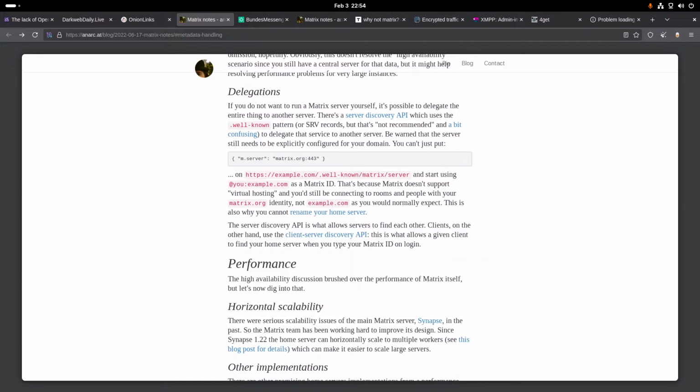This is also why you cannot rename your home server. The Server Discovery API is what allows servers to find each other. Clients, on the other hand, use the Client Server Discovery API. This is what allows a given client to find your home server when you type your Matrix ID on login.